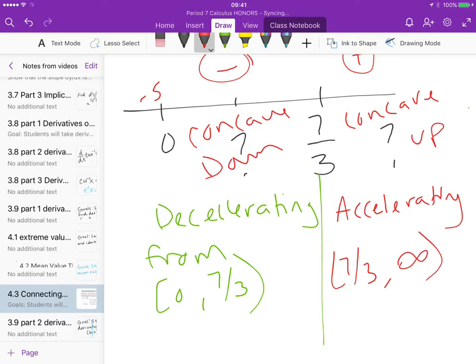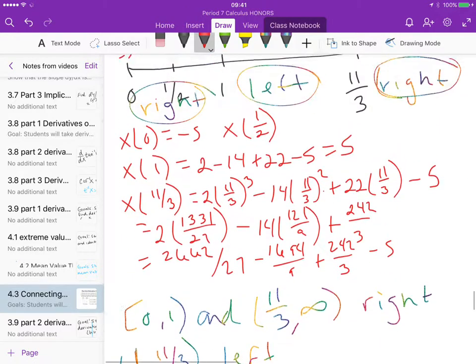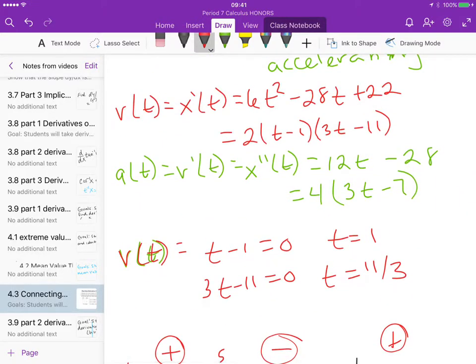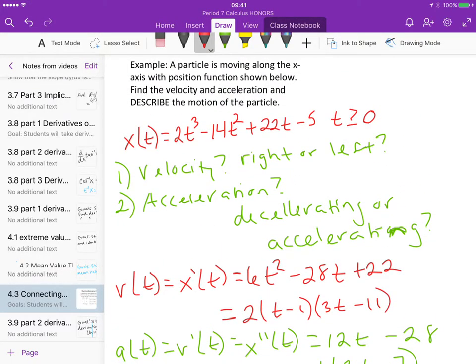So there's kind of a little bit of an insight as to what we're really looking at in terms of why do we use our first and second derivative test, and how does it kind of help us determine some things in some real life applications. So let's just kind of recap real quick on the example. We wanted to talk about what specifically is happening throughout the functions or the particles, time in motion. We found out when it was going right and left by its velocity, and then we found out whether it was decelerating or accelerating by its acceleration or its second derivative test.